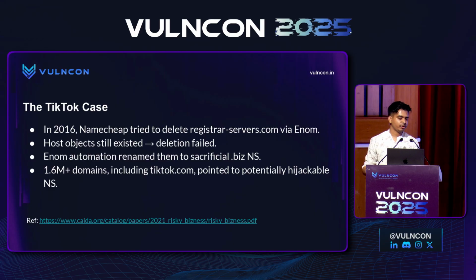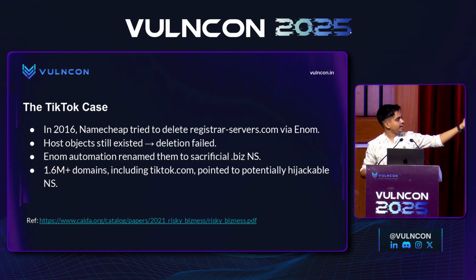Enom was a backend provider of Namecheap. And Enom had a script. As I mentioned previously, registrars were using this practice: whenever that error comes, just rename the name server and the deletion will be possible. So Enom was completely automating this process. Their employee accidentally sent a deletion request for registrarservers.com, which was their primary name server. And after that, EPP returned an error because its subdomains were attached as name servers of other domains.